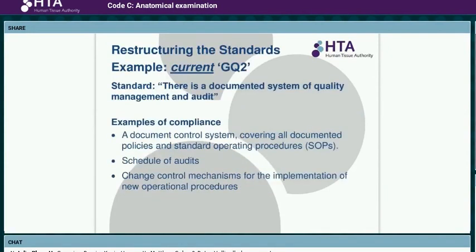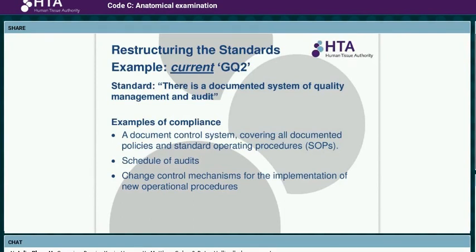So I want to try and explain how we've restructured the standards. I'm sure you'll have seen them, but just to explain in terms of the current standards, each standard, so for example GQ2, is supported by examples of how establishments can demonstrate their compliance against GQ2. And for all these standards, these examples are often used as a checklist.